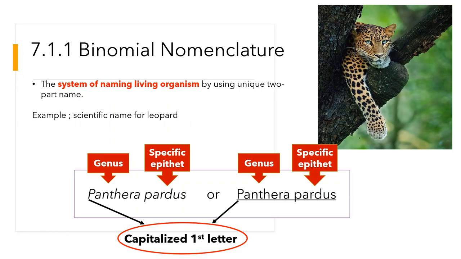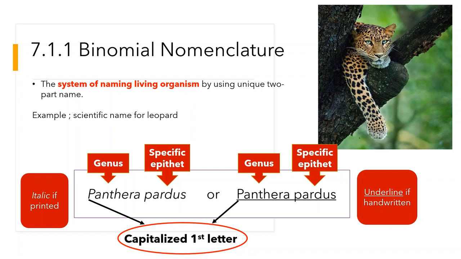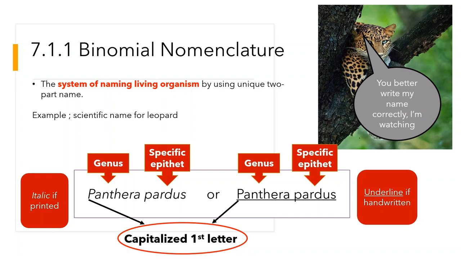For the genus Panthera, the first letter has to be capitalized, and the specific epithet has to start with a small letter. If this name has to be printed, we need to type it in italic form. But if this name has to be handwritten, we have to underline the whole name while writing it.